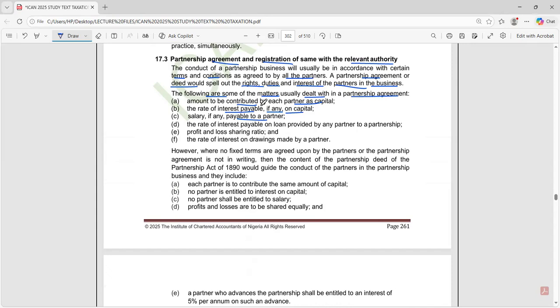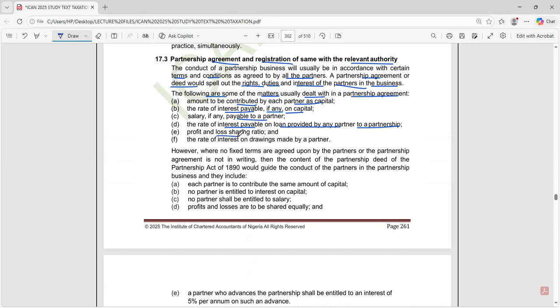You understand? And the next one is the rate of interest payable on loans provided by any partner to the partnership. Where capital is insufficient to run the business, partners may want to give a loan to the business. So when they give a loan, the partnership should state whether they are collecting 2% or 3% interest on that loan. It should be stated in the partnership deed.